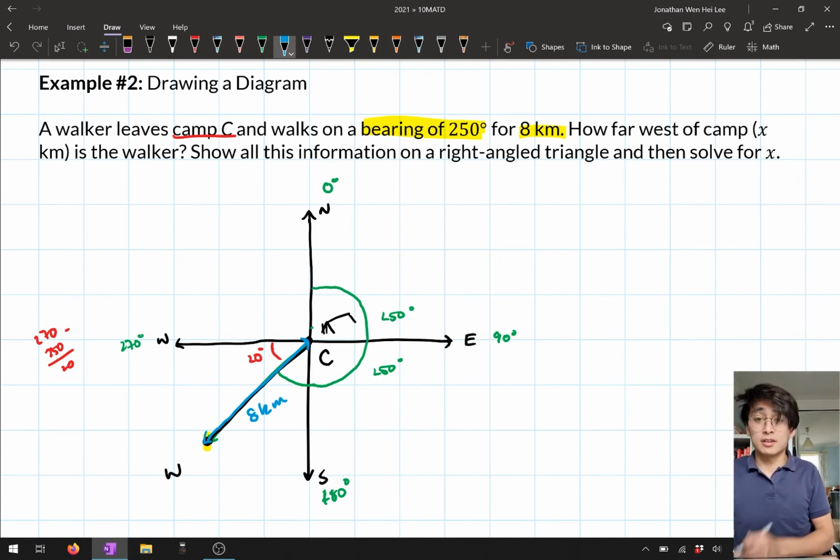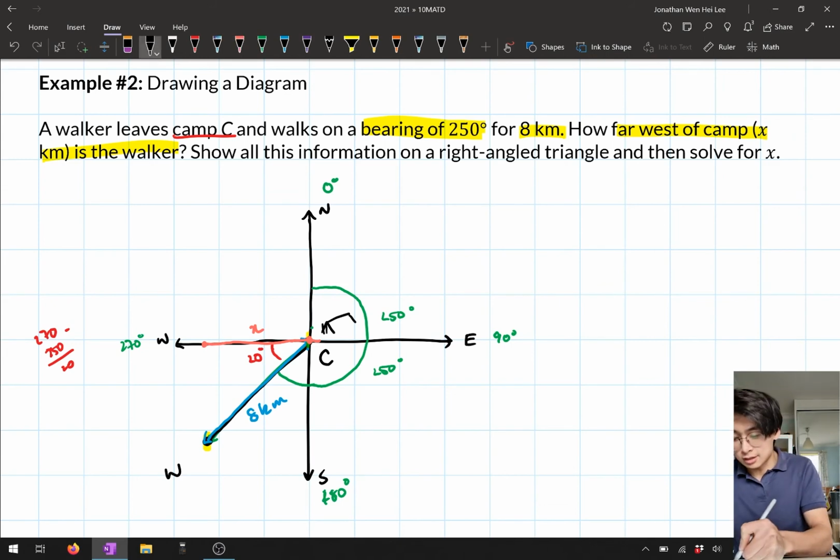So let's have a look at the rest of the question. Here we've drawn all this information on the diagram. The question is: how far west of the camp is the walker? We don't want to find how far away from the camp he is. We want to find out how far west he is. So we want to find this length over here, from the camp all the way to however far west he is.